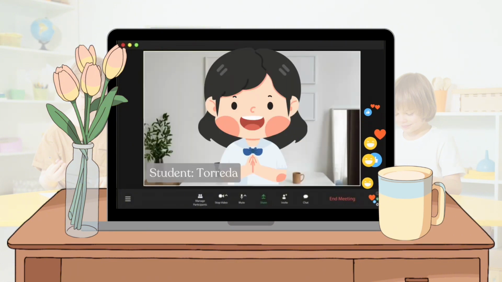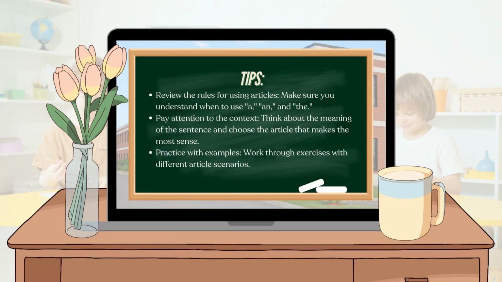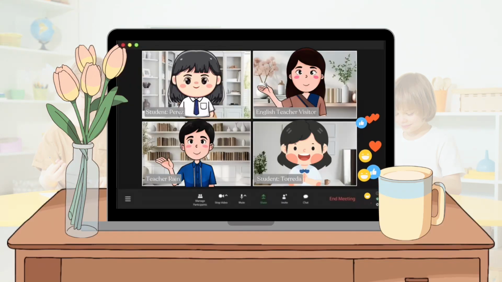I see. So, how can we help ESL learners understand these tricky articles? Mr. Red, that's a great question. Here are just some tips that can help. First one is to review the rules for using articles. Make sure you understand when to use a and the. Next one is pay attention to the context.